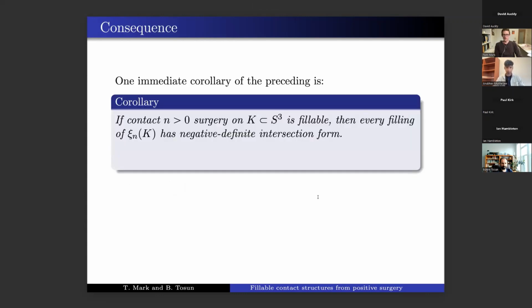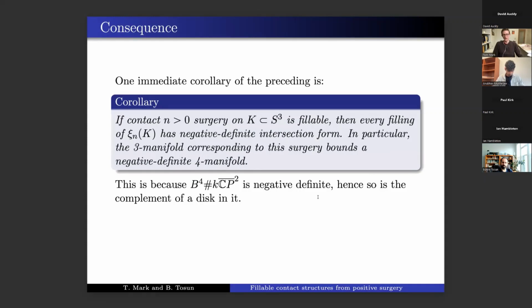Back to the general situation, or at least general in S^3, we said that any filling of a positive surgery on a knot in S^3 is obtained by scooping a disk out of a connected blowup of the four ball. And since the blowup of the four ball has negative definite intersection form, if you cut a disk out of it, then what's left still has negative definite intersection form.